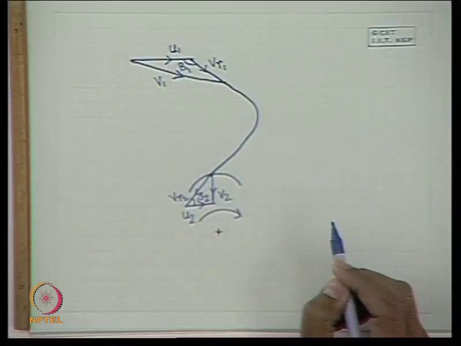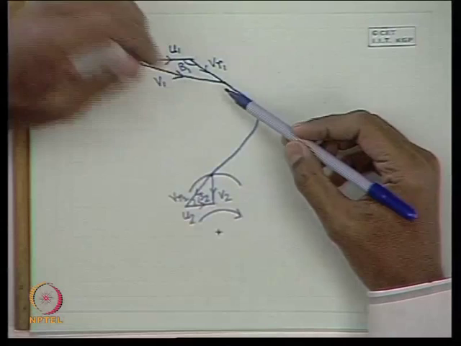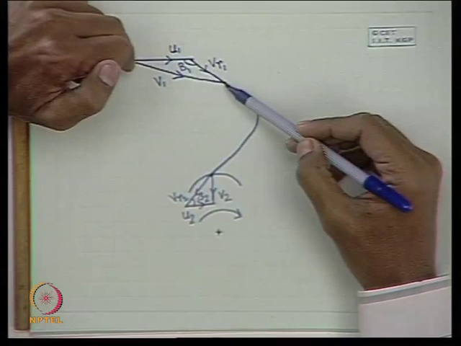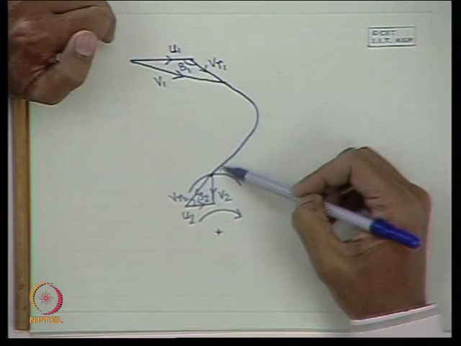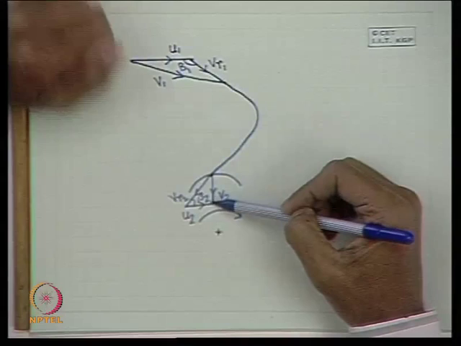Now, you have to understand the flow through the runner: the main direction of flow through the runner is radial and tangential at the inlet. Radial and tangential at the inlet. But while it flows out of the runner, the tangential velocity is almost diminished. There is no tangential velocity. So the flow becomes radial or a little axial.